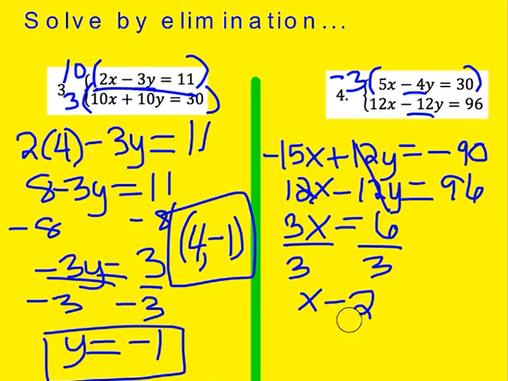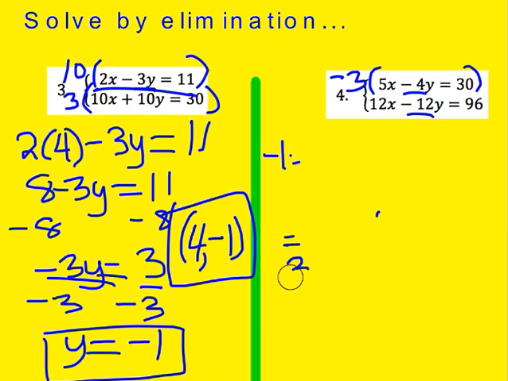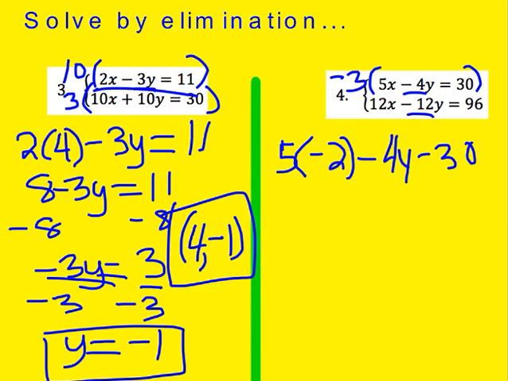So now we're going to have to plug that back in so that we can get our y. To me, the original top equation is going to be the easiest. Okay, so I have 5, and I found out that my x was going to be a negative 2. Okay, then minus 4y is equal to 30. So then I get negative 10 minus 4y is equal to 30.